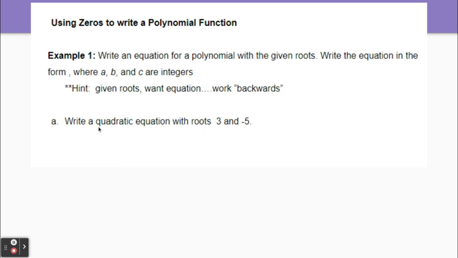Okay, so for this first example, it says write a quadratic equation. So we know it's going to be a quadratic. It's going to be something with x squared, and the roots are 3 and -5. So we're going to write our answer. Our answer is x equals 3.